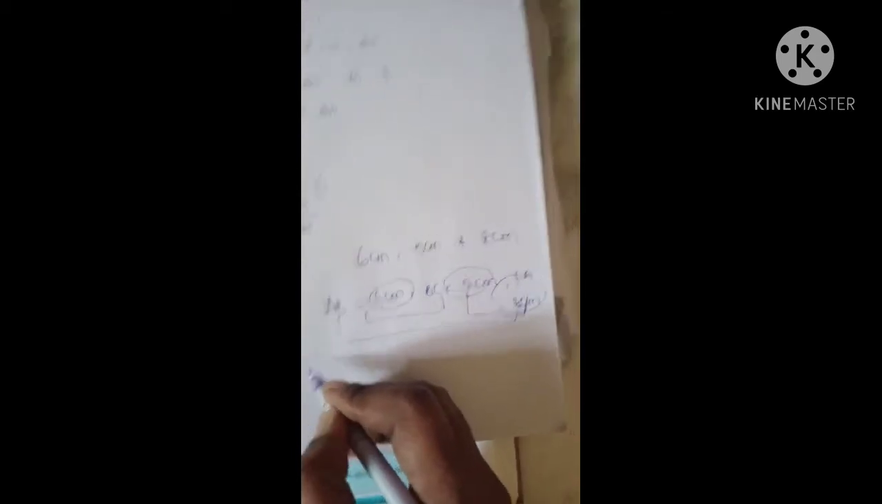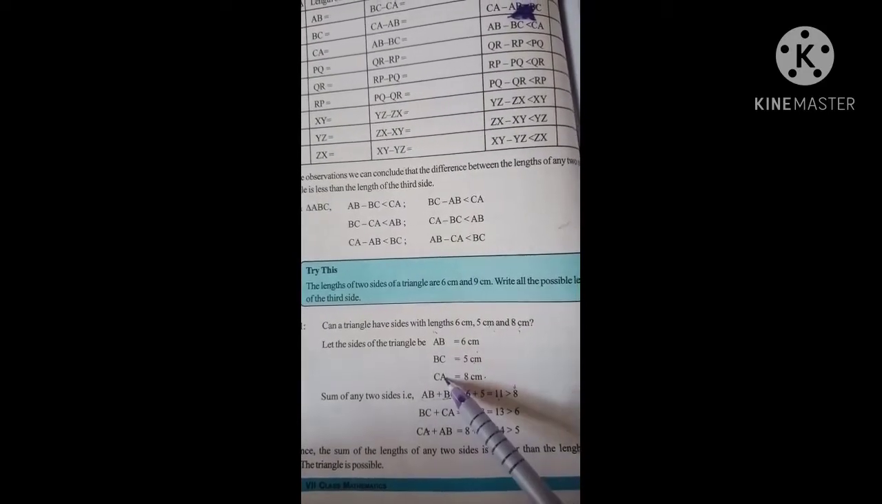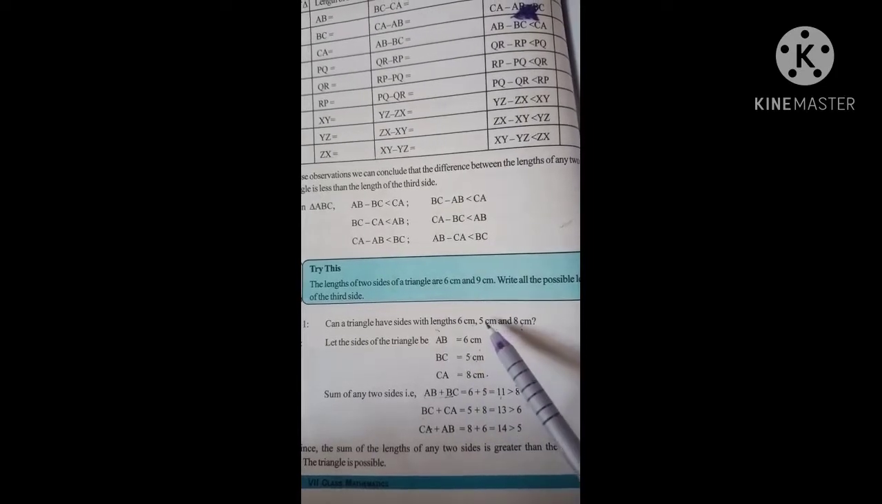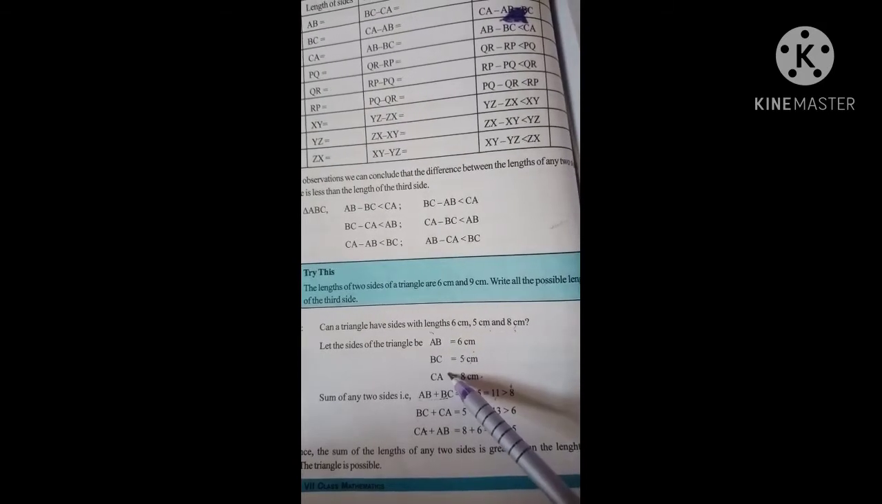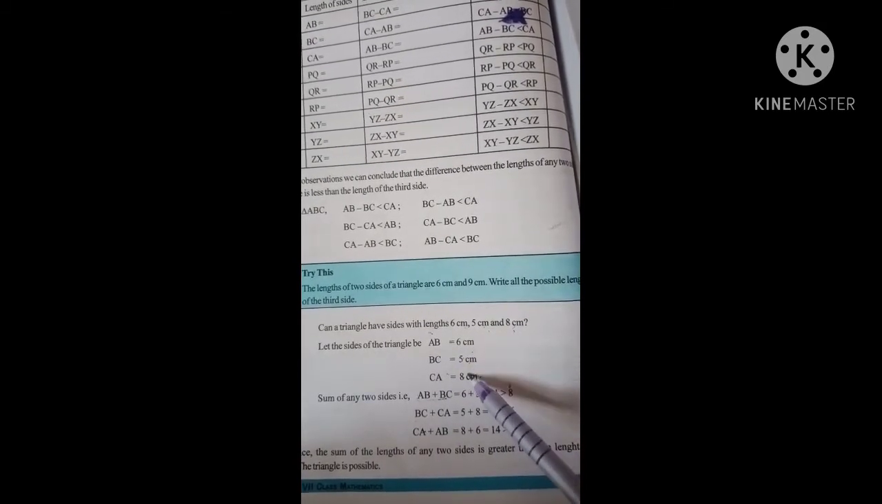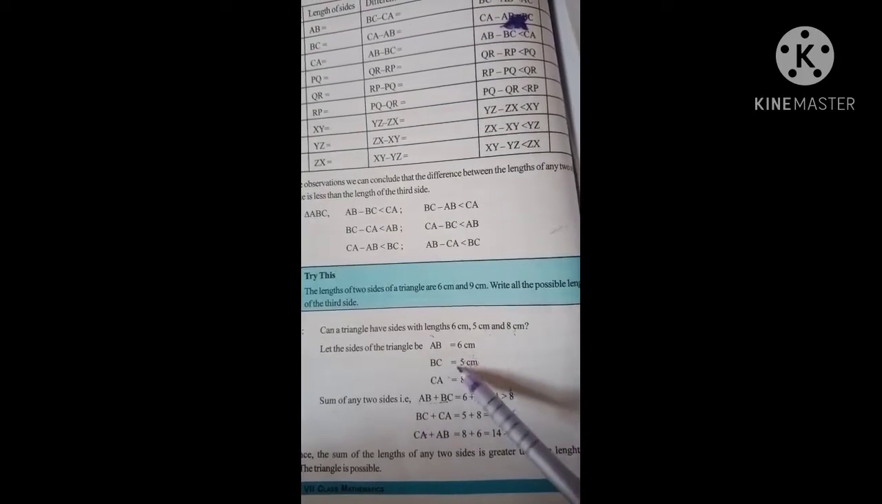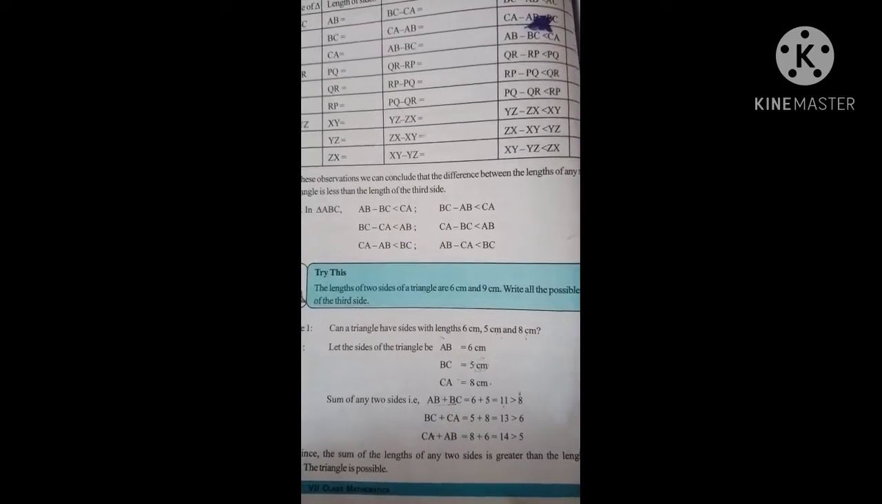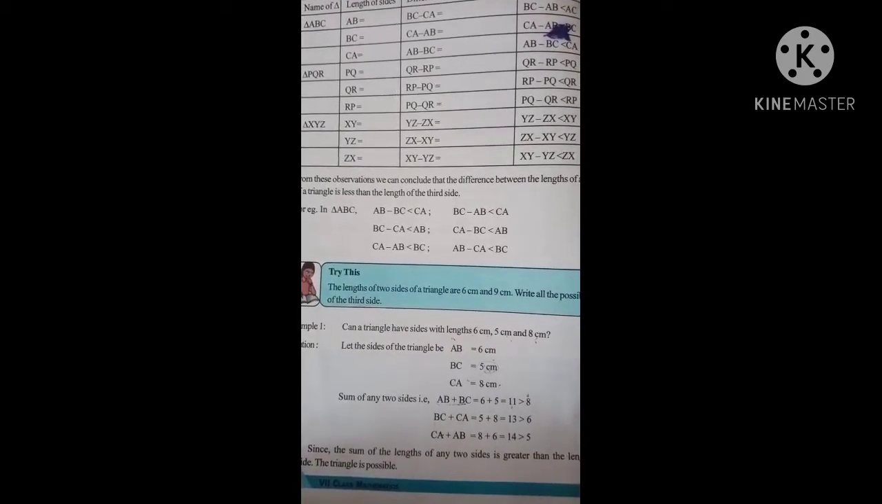AB plus BC equal to 6 plus 5, equal to 11. 11 is greater than 8. Yes or no? Yes. BC plus CA, 5 plus 8, 13. 13 is greater than 6. Next, CA plus AB, 6 plus 8, equal to 14. 14 is greater than 5 centimeters. By this condition, we can conclude that since the sum of the lengths of any two sides is greater than the length of the third side, the triangle is possible.